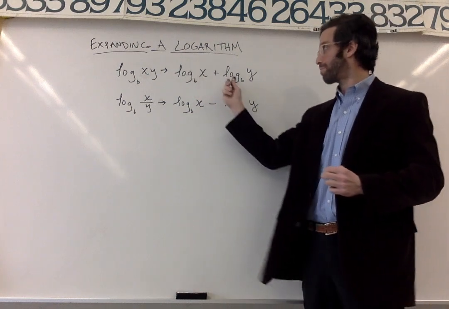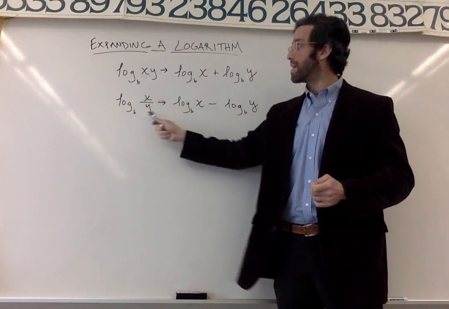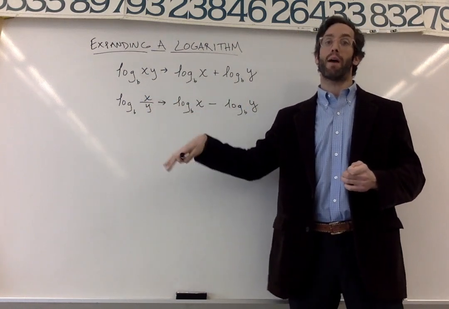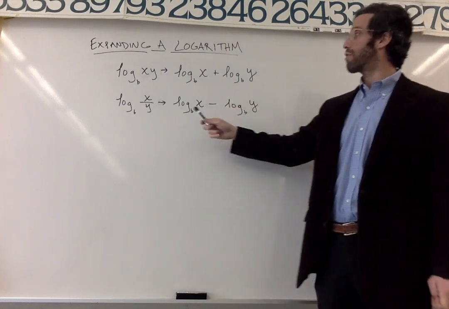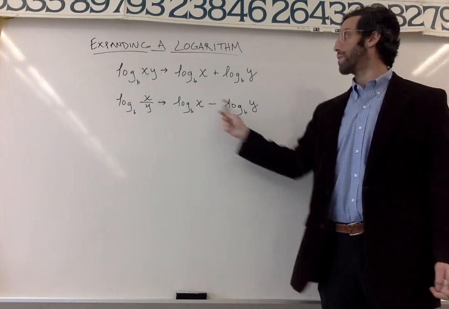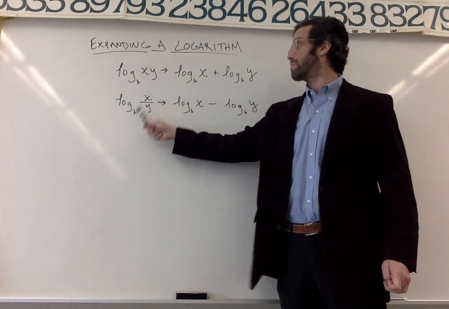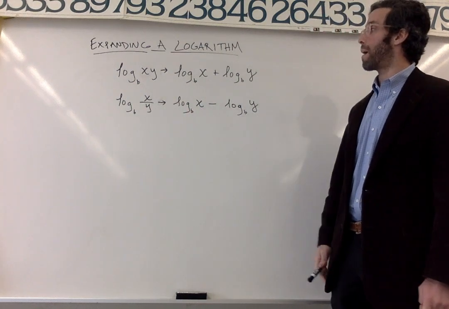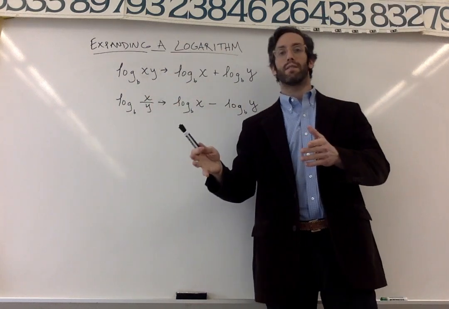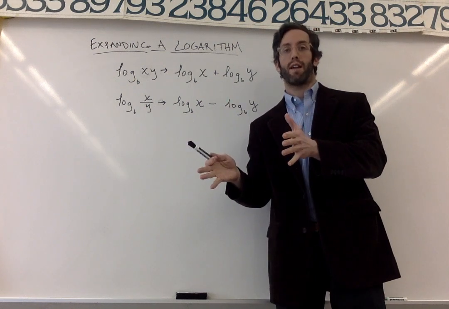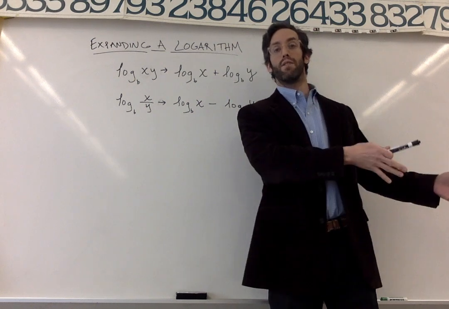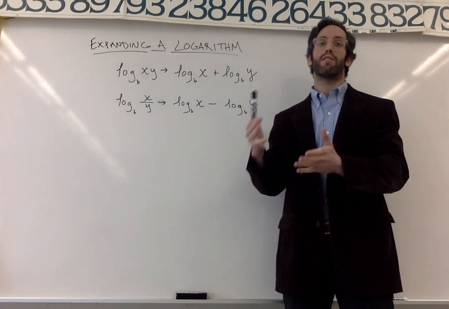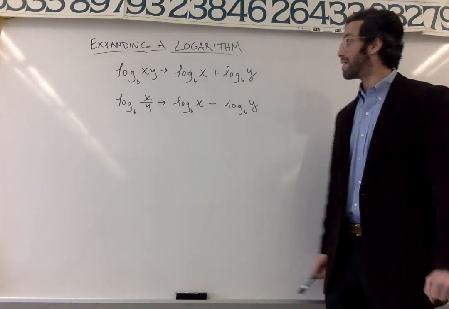separate logs. If the argument itself is a quotient, it's x divided by y, then we can rewrite the logarithm with subtraction as two separate logs. So log base b of x minus log base b of y. Multiplication in the argument can be broken up into the sum of two logs. Division in the argument can be broken up into the difference of two logs.